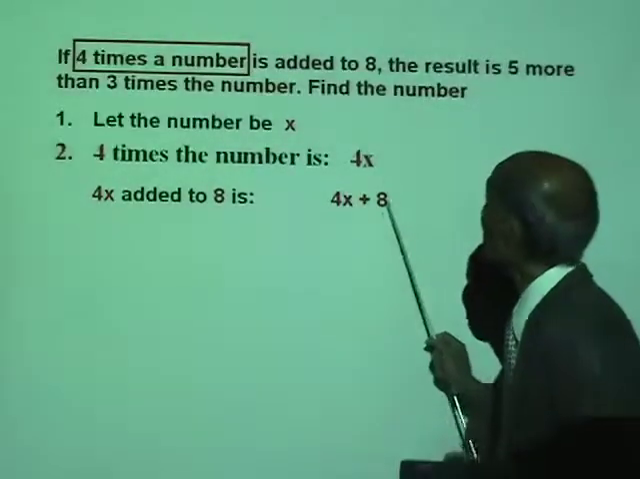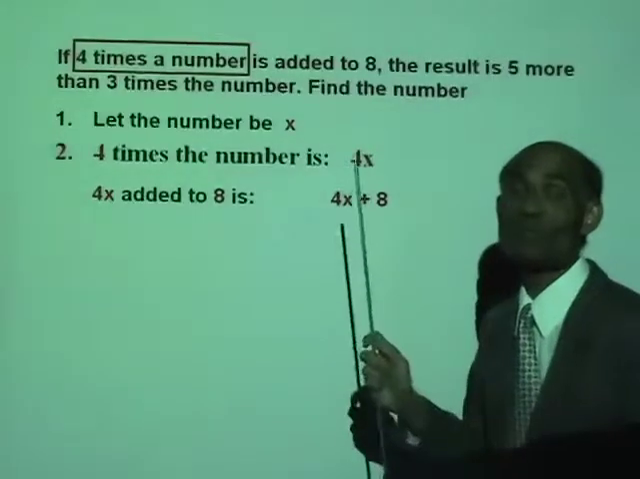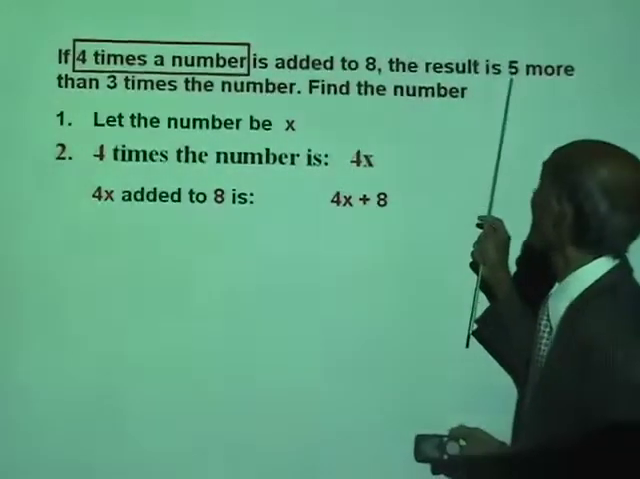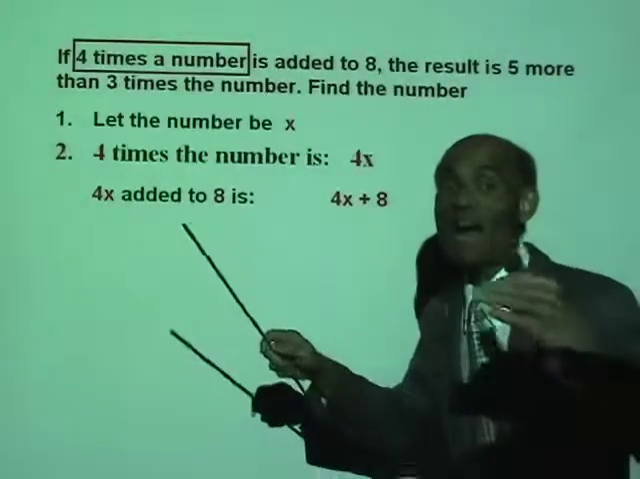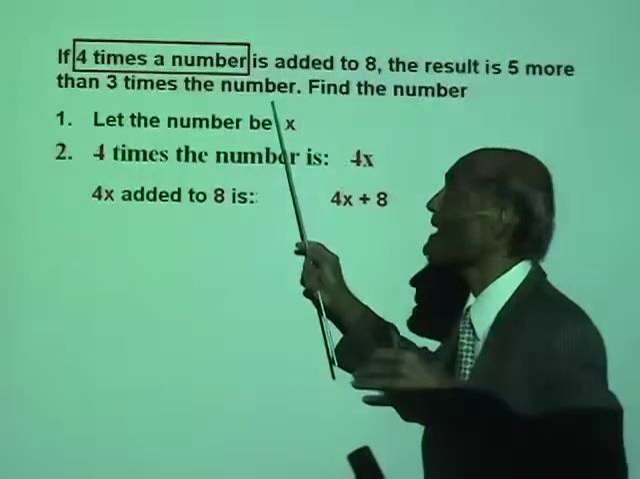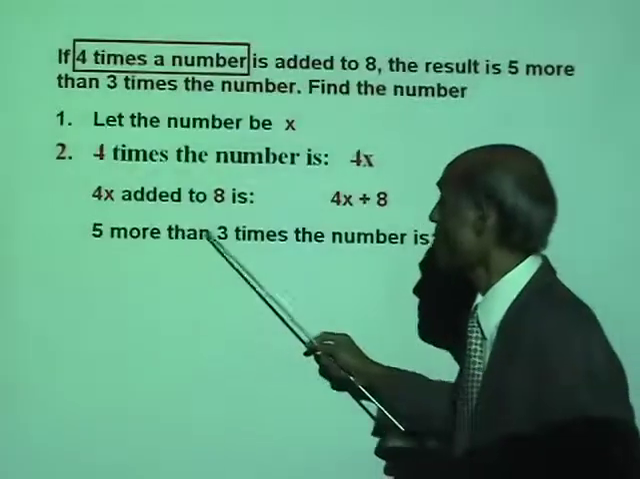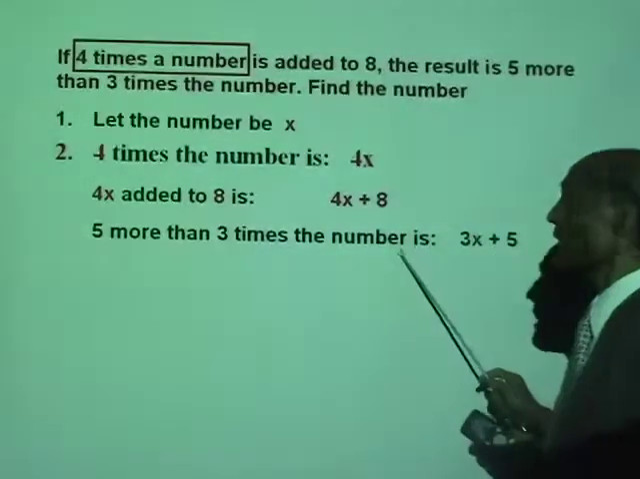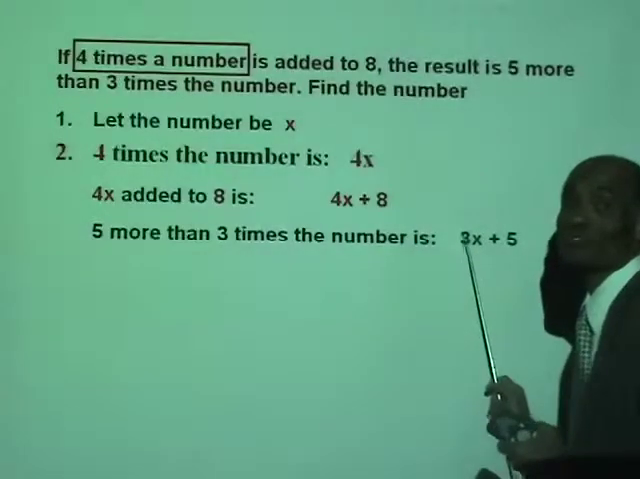And this must be equal to, the result is equal to what? Can you tell me what that is? 5 more than 3 times the number, 3x. So 5 more than 3 times the number. 3 times the number is 3x.